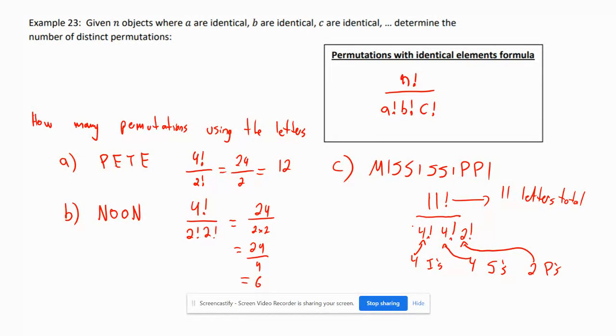And what I'm going to suggest, guys, make sure that when you're dividing it on your calculator, that you actually go 11 factorial divided by bracket 4 factorial, 4 factorial, 2 factorial, like this. You want to make sure you're dividing by your entire denominator like that.